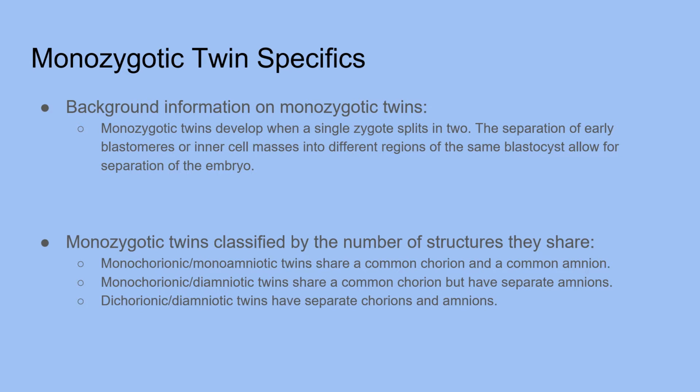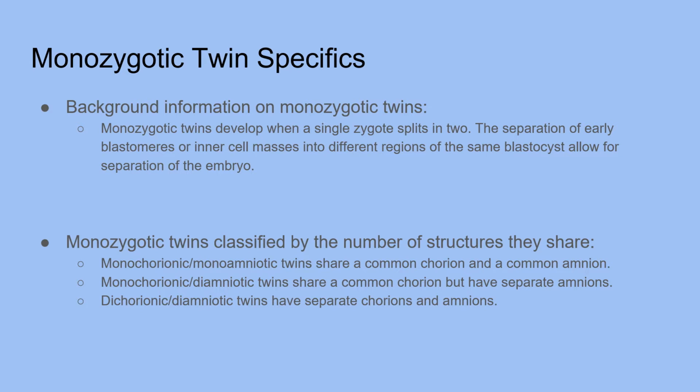Monozygotic twins are a little different. They develop when a single zygote splits into two, and the separation of early blastomeres or inner cell masses into different regions of the same blastocyst allows for the separation of the embryo.